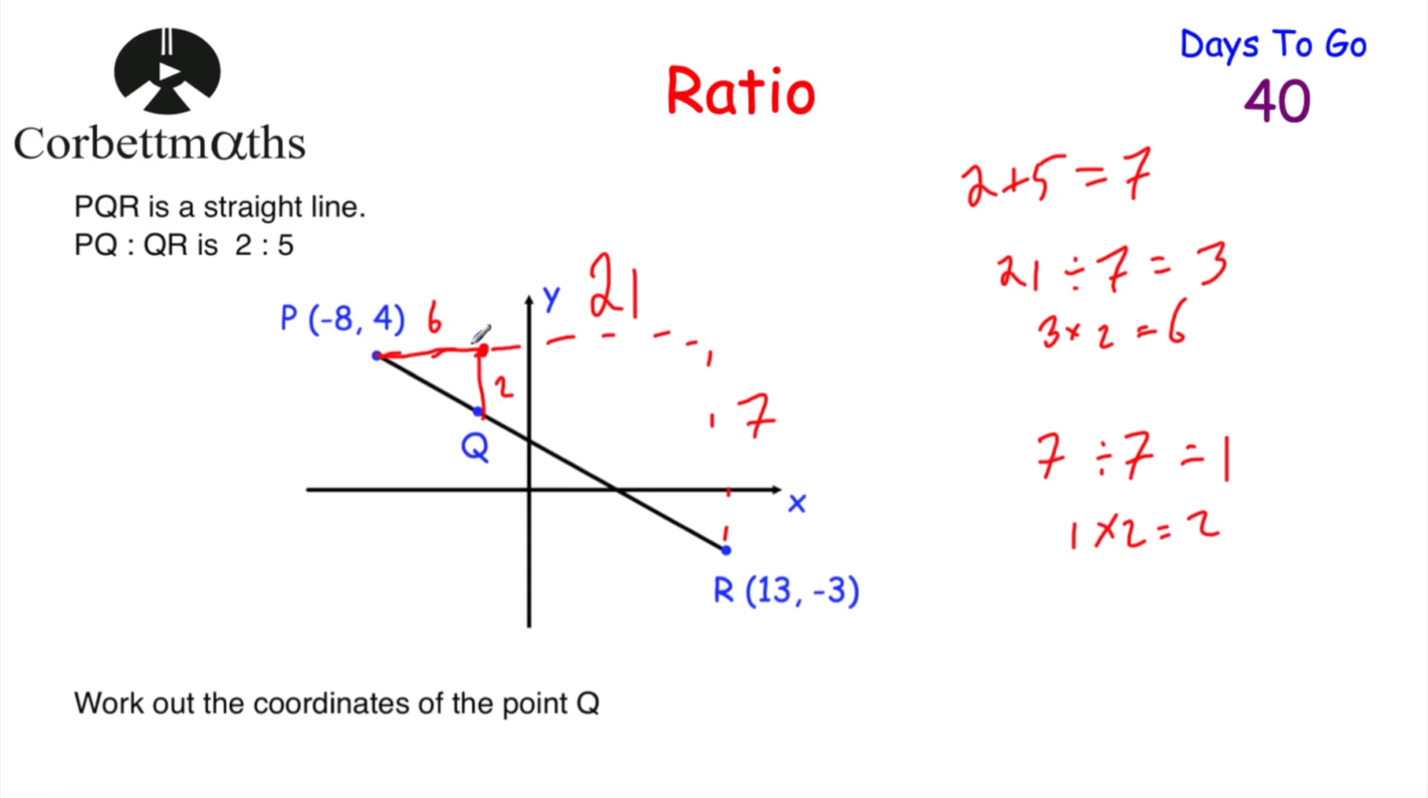So if we go across 6, that's going to bring us from -8 to -2. And then if we're at a height of 4, and we go down 2, that's going to bring us to 2. So the coordinates of the point Q are -2, 2, and that's it. And if you got that, well done. Okay, let's have a look at one last question.